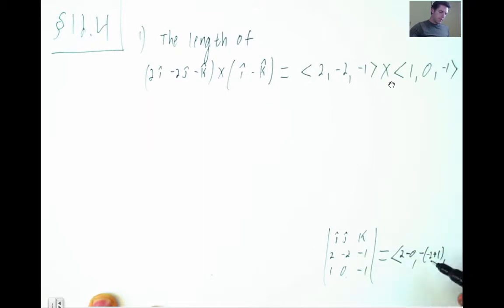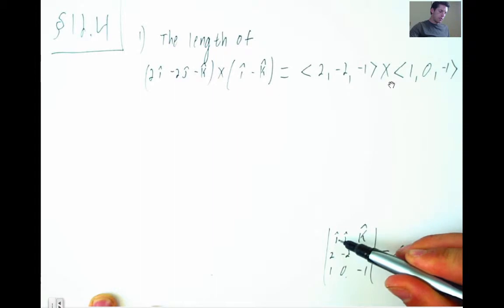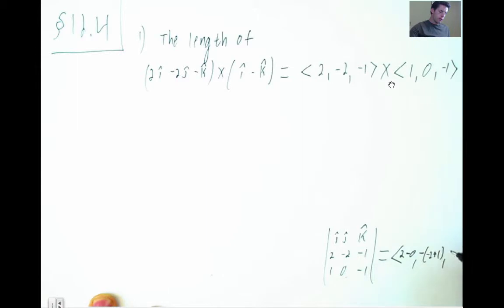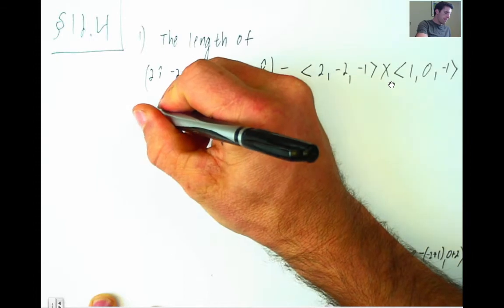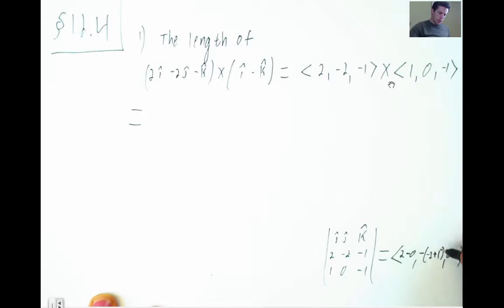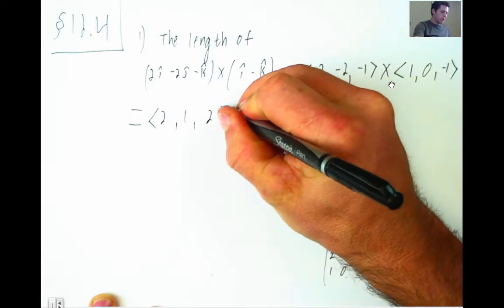And in the last component, I look at k hat, I delete its row and column, I get 2, 0, so that's 0, minus 1 times negative 2, 1 times negative 2 is negative 2, so I'd be adding 2. Okay, so I should say that this cross product is equal to 2 in the first component, and here 1 minus 2, that's negative 1 with a negative sign, so that's positive 1. Last component was just 2.